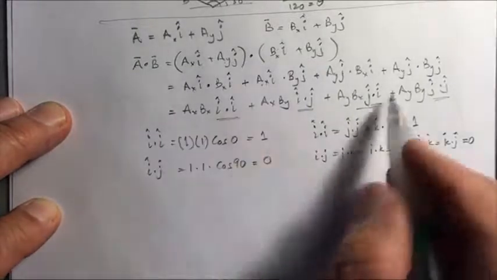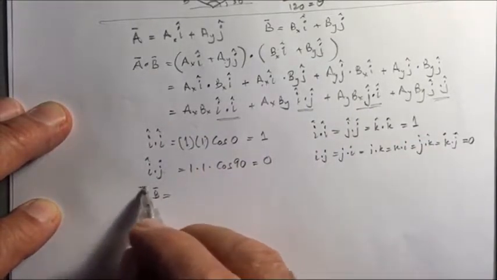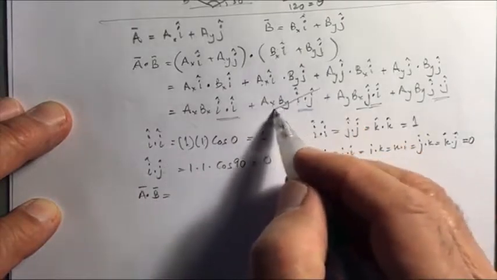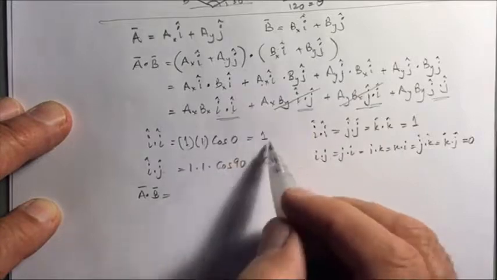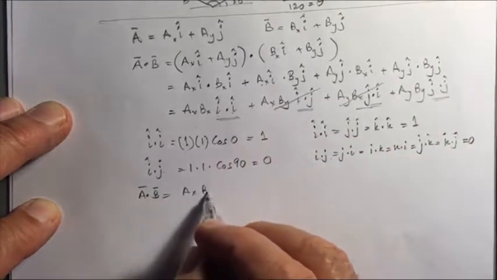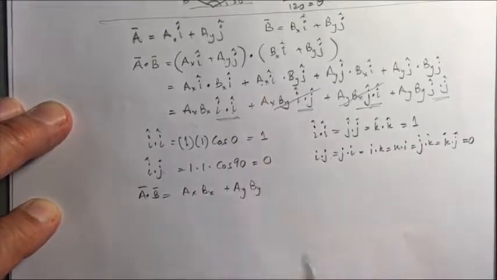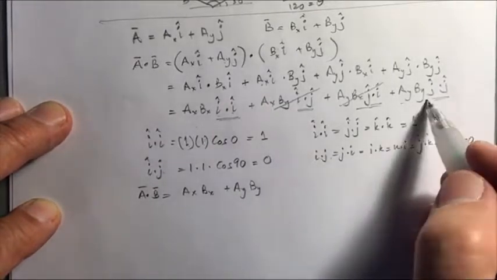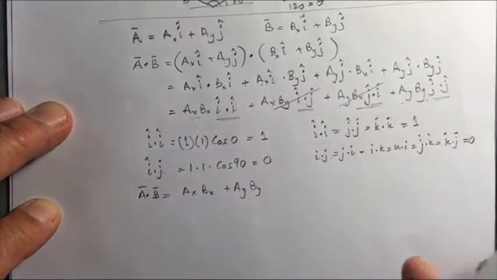And so this equation can be simplified. This would be 0, the i dot j, and this would be 0, and this would be 1, and this would be 1. And so this is simply ax bx plus ay by. So that's the ay by and the ax bx, the 1s, and these are all 0s.